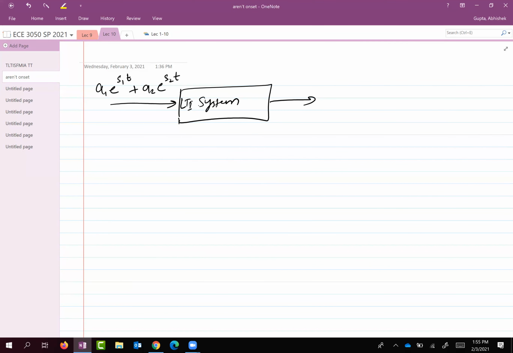Would this be a transfer function times the original input? Okay, it's slightly more than that, because you would have a transfer function for each. That's right. And then there has to be an a1. So a1 is the amplification factor for e raised to s1t. If I look at e raised to s1t, the output is going to be H(s1) e raised to s1t. That gets amplified by a1, which is the coefficient, and then the same thing, a2 H(s2) e raised to s2t.